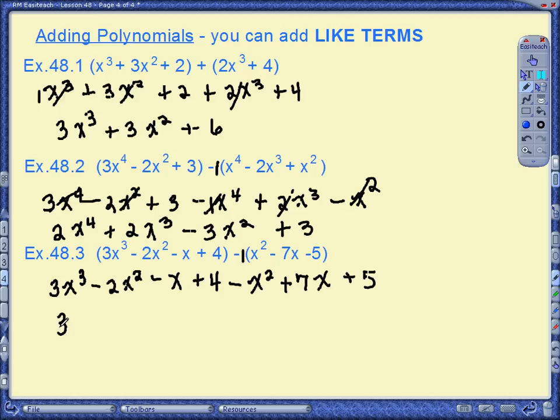Nothing to go with 3x to the third. That's the highest power term. It goes first. I have a -2 and a -1x squared. That means I have a -3x squared. We're again going in descending order. I have a -1 and a +7. I therefore have a +6x, and a 4 plus 5 is 9. And this concludes lesson 48.